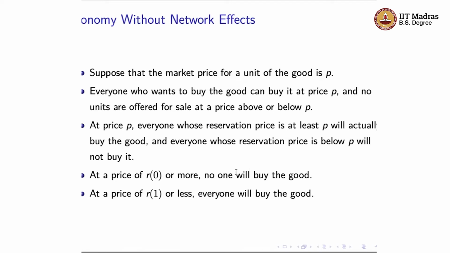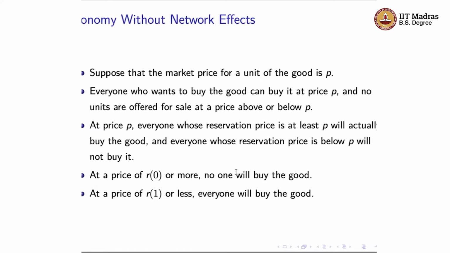So in this case, how are we going to think about it? Everybody whose willingness to pay is at least P, whose reservation price is at least P, is going to end up actually buying the good. And everybody whose willingness to pay was below P will end up not buying the good, right? So this P is basically going to act as a cutoff. If you are willing to pay more than P, then you will buy the good. And if you are willing to pay less than P, then you are not going to buy the good, right?